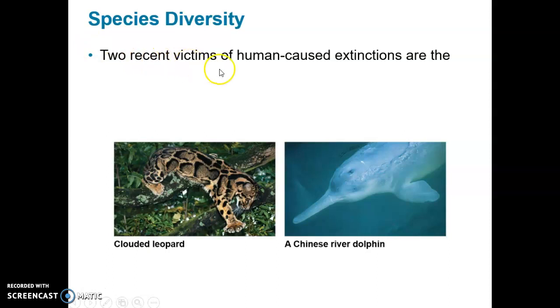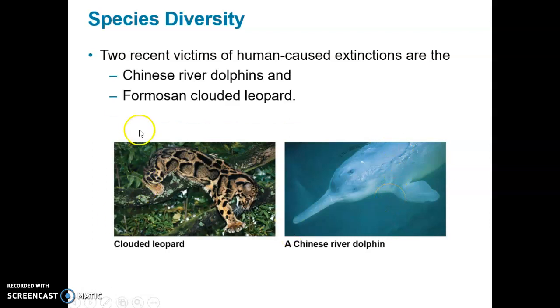So just two examples, and there's actually been hundreds of extinctions caused directly by human activity. There's the Chinese river dolphin that has recently gone extinct, and the Formosa clouded leopard. Both of these happen to be in Asia, but there's extinctions of many species throughout the entire planet. So these are animals that just don't exist anymore.